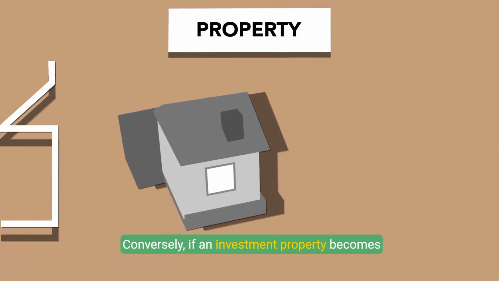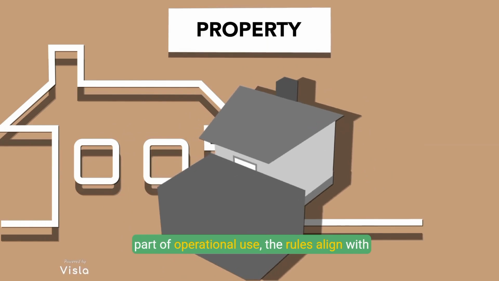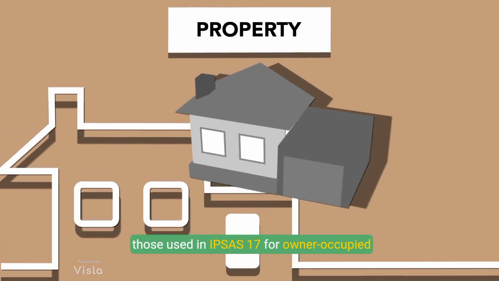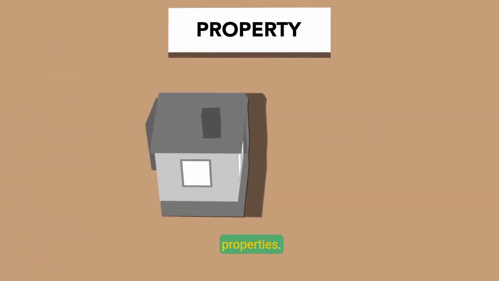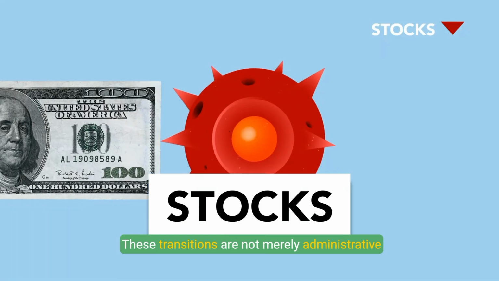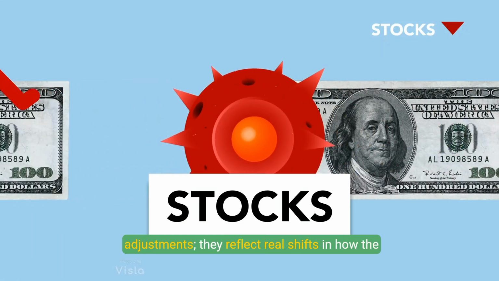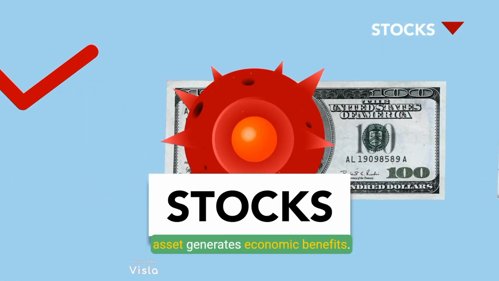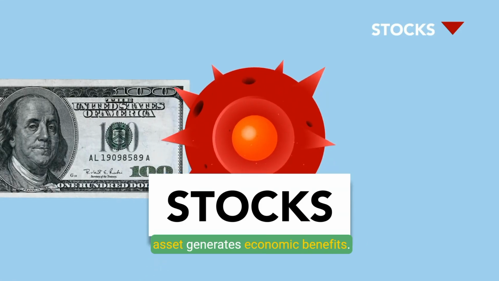Conversely, if an investment property becomes part of operational use, the rules align with those used in IPSAS 17 for owner-occupied properties. These transitions are not merely administrative adjustments, they reflect real shifts in how the asset generates economic benefits.